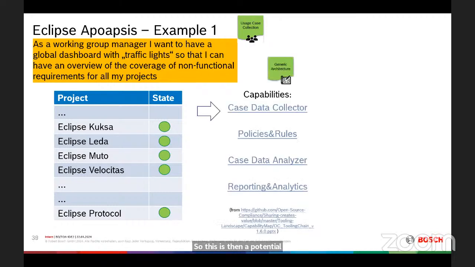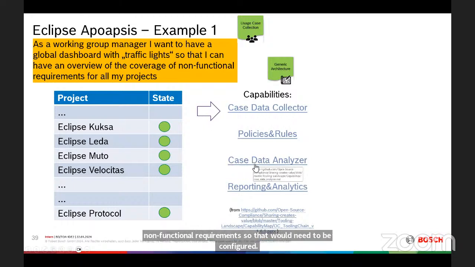But what do you need to do this, right? To reach this point. So if you go to the capabilities as for generic architecture, you need this data collector, right? So that you get all those data that you can use with your policies. So those policies and rules would represent those non-functional requirements. So that would need to be configured by this manager.